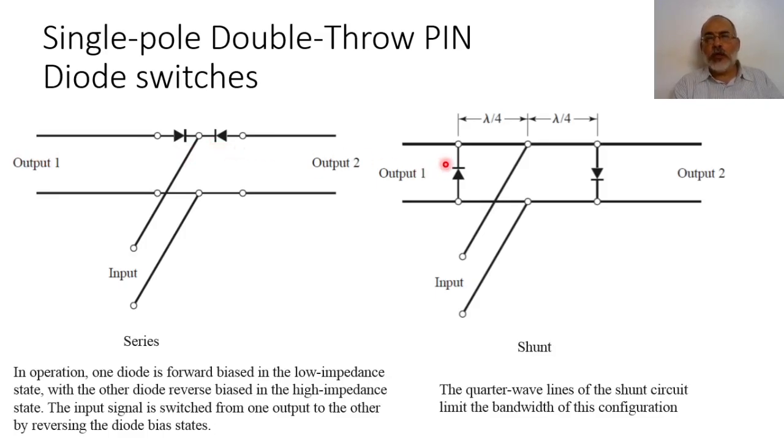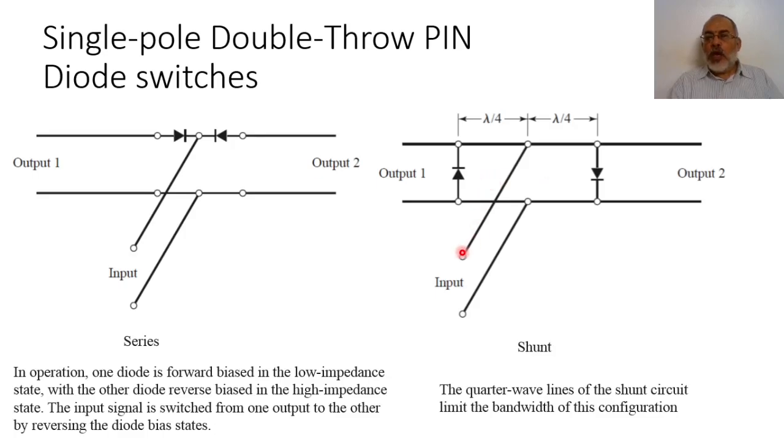On the other hand, if you are interested in single pole double throw using shunt diodes, in this case we have two branches like here and we have two shunt diodes, and the shunt diodes are reversed to each other. So if this diode is going from up to bottom, this diode is going from bottom to up.